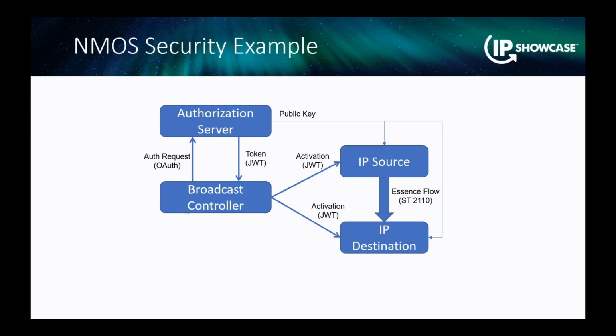You set up your authorization server with all the users that are approved to do certain tasks and certain roles, and then the broadcast controller just checks with them every time. You log into your broadcast controller, those credentials are sent to the server before it lets you do anything.